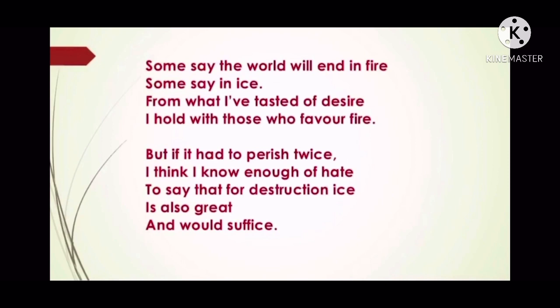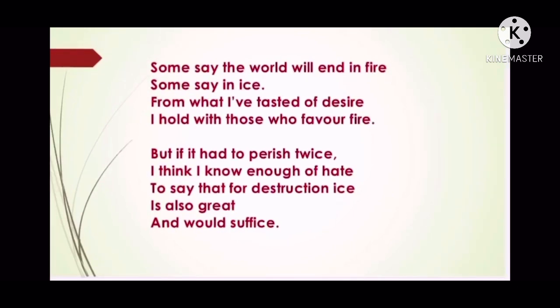Some say in ice. On the other hand, some scientists, or we can say some people, believe the earth will end in ice. It means the temperature of the earth will be too low, then everything will be frozen and all things will perish due to numbness. This poem is a symbolic poem. The poet uses fire as a symbol of desire and ice as a symbol of hatred. You know students, if fire is under control, it's useful. But once it is beyond control, it leads to disaster. Similarly, desire also gives happiness to some extent. When it becomes an obsession, then it also leads to destruction.